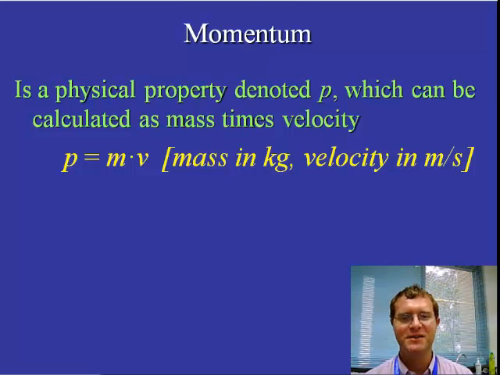Hi there, today's session is about momentum. This is a physical property denoted by the letter P. It's calculated by mass times velocity. And remember, velocity is a vector, so that means momentum is also a vector. So you can calculate the momentum of an object.